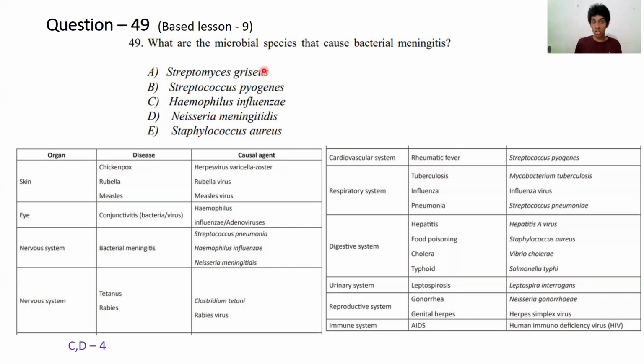Streptomyces griseus, that's wrong. B. Streptococcus pyogenes, that's wrong. Streptococcus pyogenes cause rheumatic fever. C. Haemophilus influenzae, that's correct. Neisseria meningitidis, D, that's correct. And E. Staphylococcus aureus. Staphylococcus aureus cause food poisoning. Therefore, E is also wrong. So the correct answers will be C and D. So the correct answer is 4.